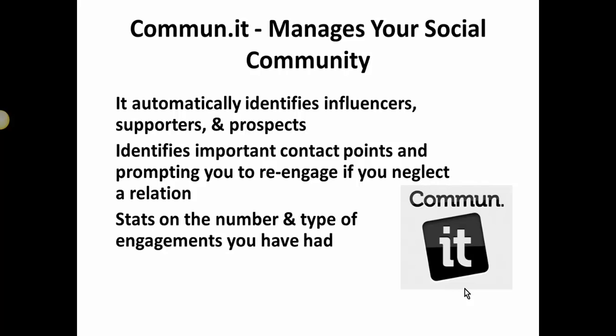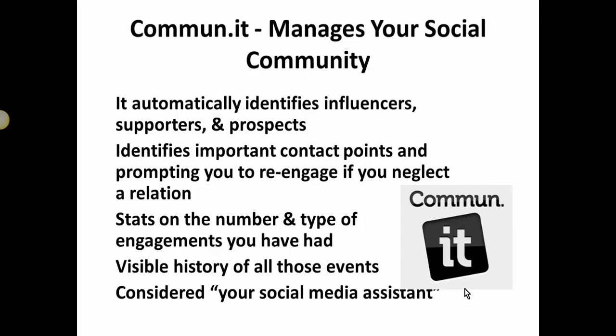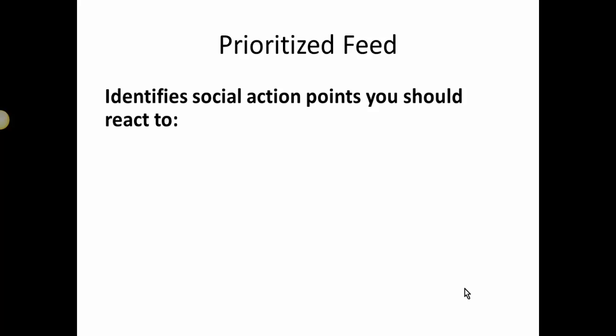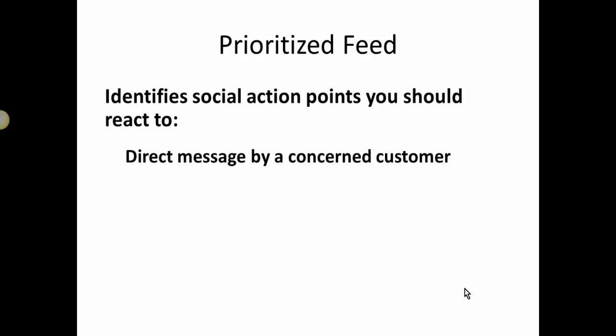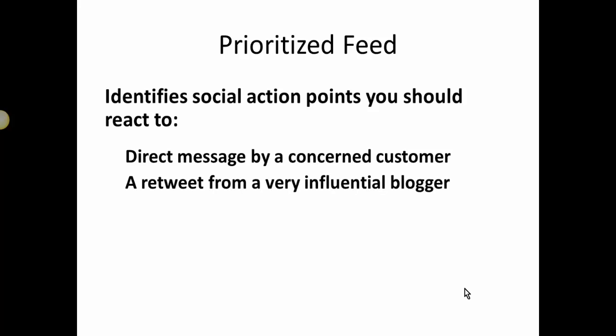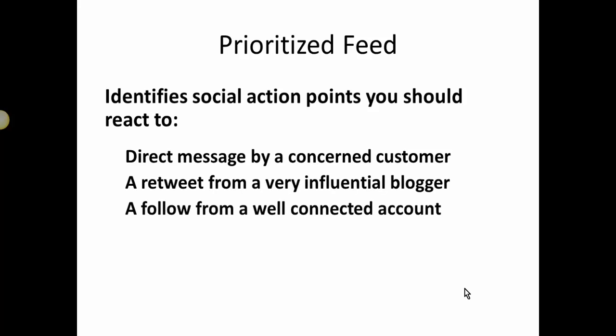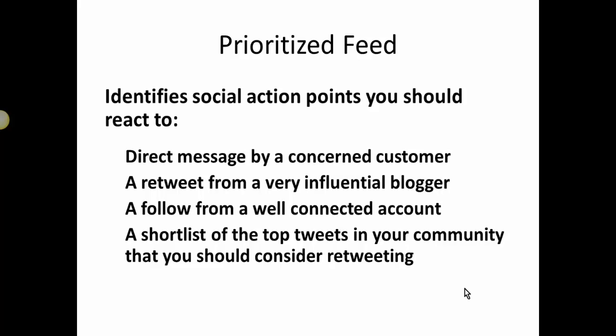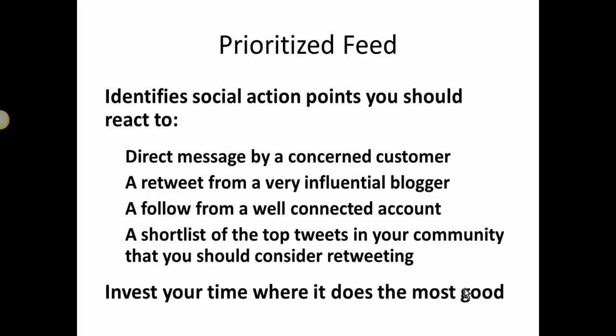It gives you statistics on the number and types of engagements you've had. All this comes in sort of a visible history of these events. In a way, Communit could be considered like your social media assistant. So the main thing is this prioritized feed that identifies action points that you should react to, such as a direct message from a customer, maybe a retweet by somebody that's influential, a follow by a well-connected account, and then it will produce these short lists of the top tweets that you should consider retweeting. So it lets you kind of invest your time where it does the most good.